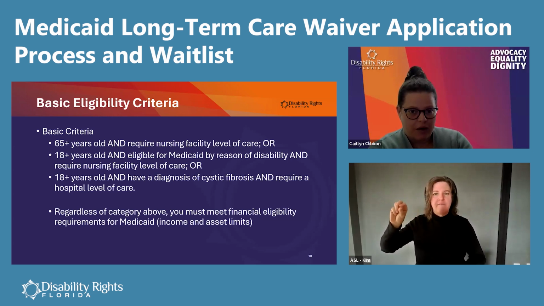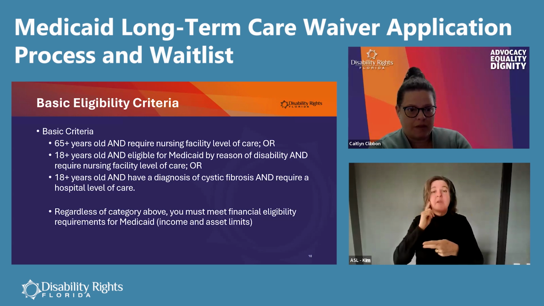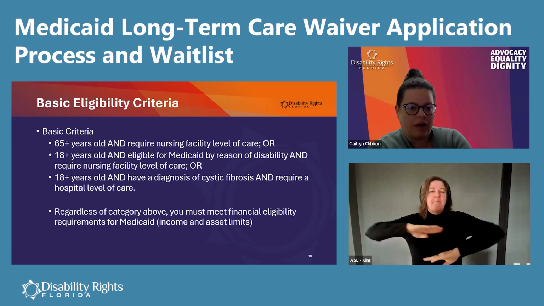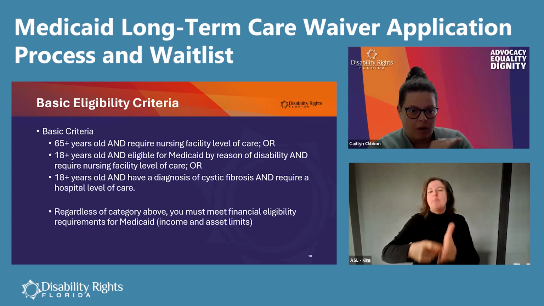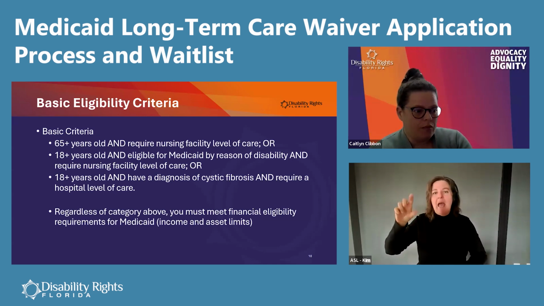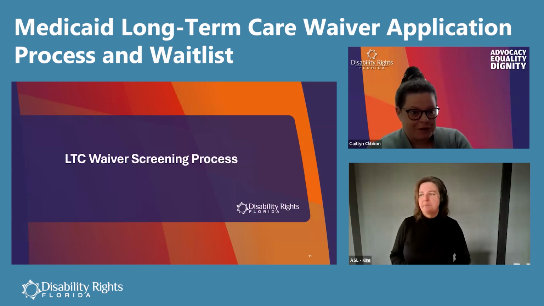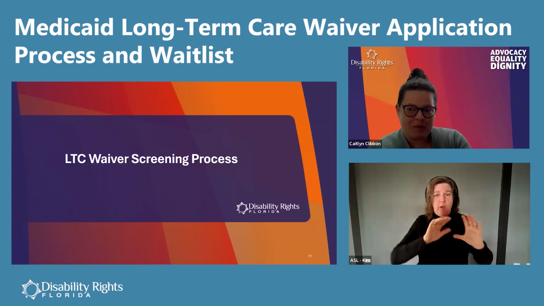For all 3 of those categories, you have to meet the financial eligibility requirements for Medicaid, meaning that your income and assets must be below the threshold set for Medicaid. Those are the categories of people who are eligible.